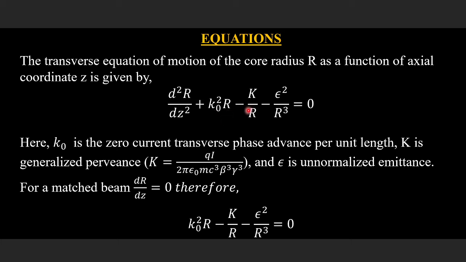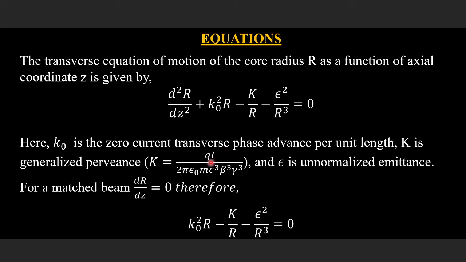Now this capital K is my generalized perveance, and it is a linear function of beam current. So the higher the current, the higher this value. This term indicates space charge forces, and that's why we have a negative sign here. As I told you, this term focuses the beam, and that's why we have a plus here, and this term defocuses the beam, and that's why we have a minus here.